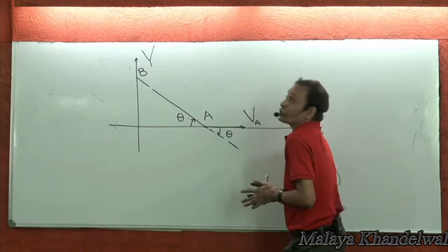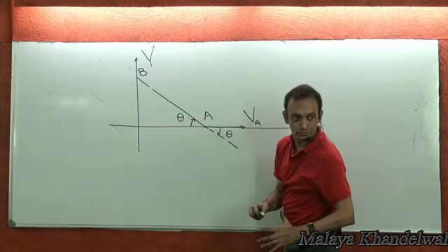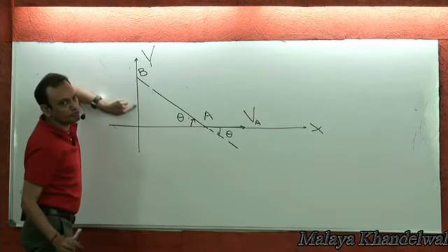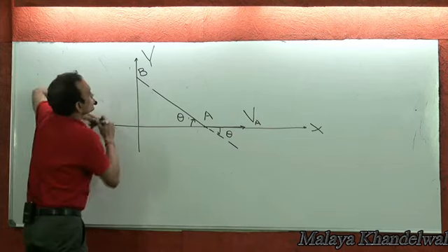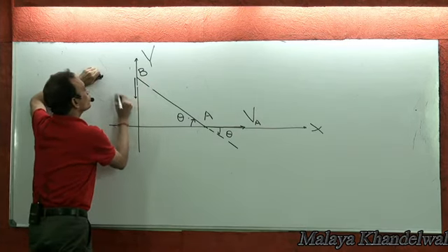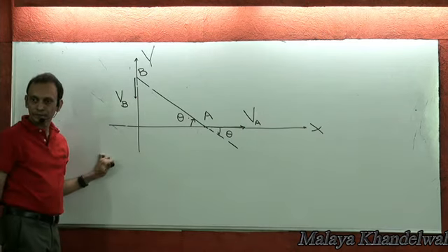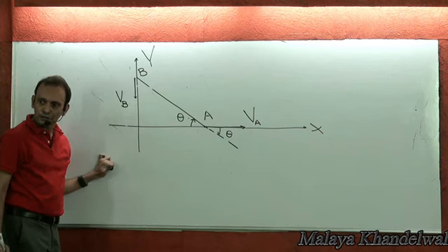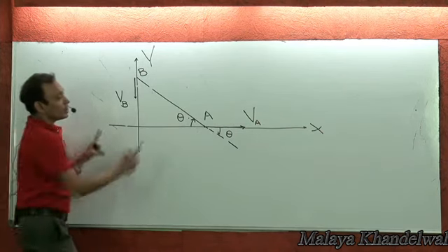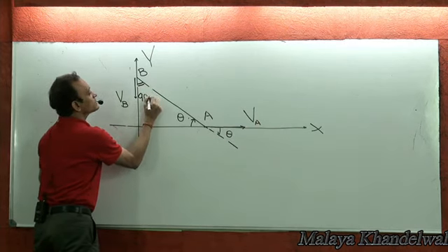I want to find the velocity of B. The ladder is assumed to be rigid. Clear? Now, B is only constrained to move along the wall. So, velocity of B must be along the wall only, some VB, and I want to find the value of VB. Given VA and theta, I want to be able to find VB. Now, if this is theta, this angle is 90 minus theta.